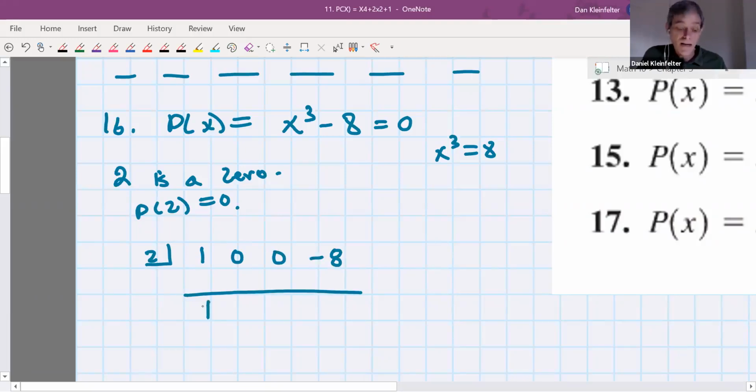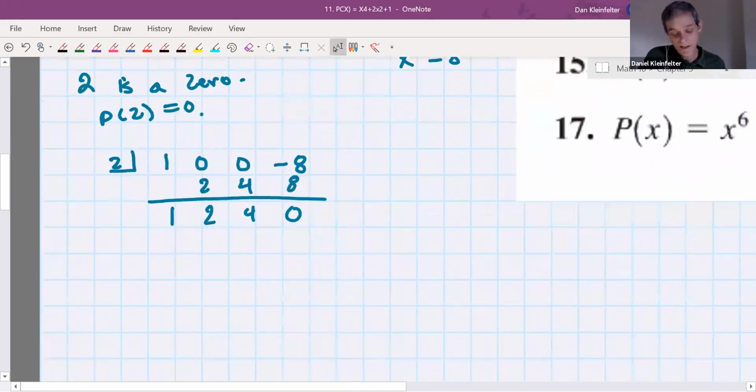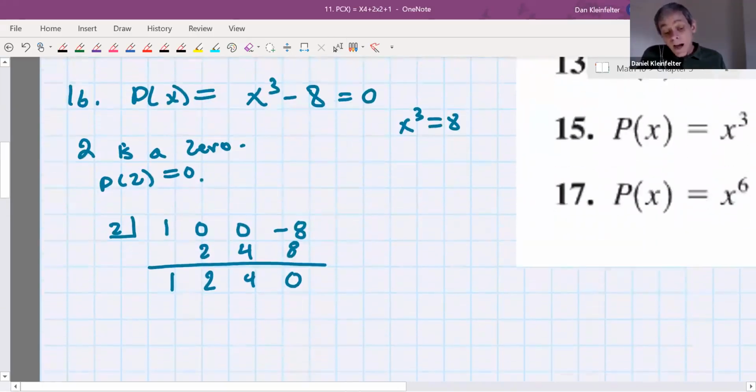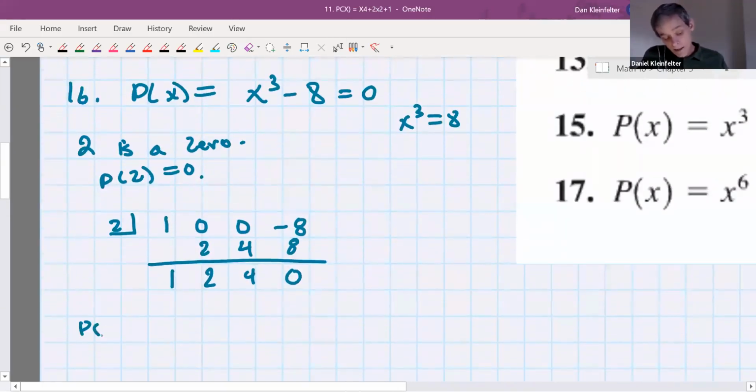All right, so now multiply and add. 2 times 1 is 2, and then 0 plus 2 is 2. 2 times 2 is 4. 0 plus 4 is 4. And then 2 times 4 is 8. Negative 8 plus 8, it better be 0, right? And since 2 was a zero, that's it. So our p of x is looking now like x minus 2 times x squared plus 2x plus 4.